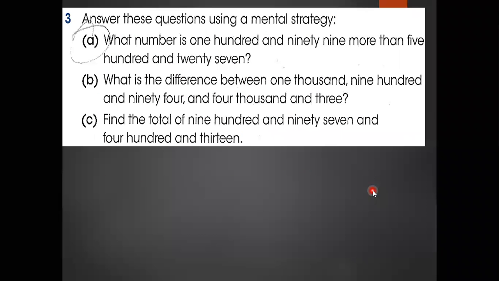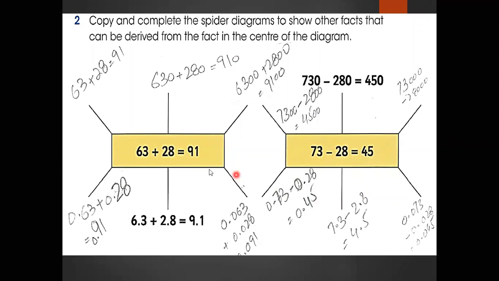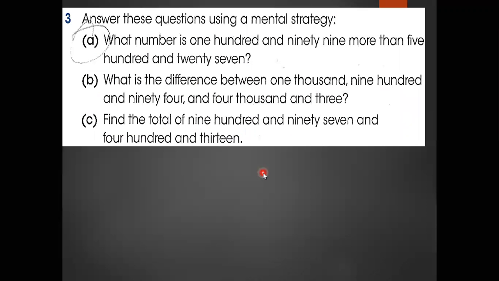Let me show you the answers of this question. In the same way, first of all I put 10 here and here, so I get 910. Here is 91. When I put 20 here, after 6300 and 2800, I get the answer 9100. If I put a point between these two numbers, I get 9.1, and if I put a point before, like 0.63 and 0.28, I get 0.91. And in the same way we solve the rest of the questions.